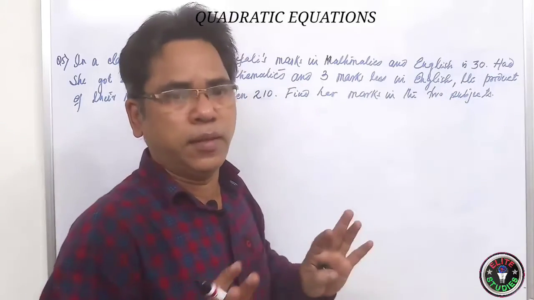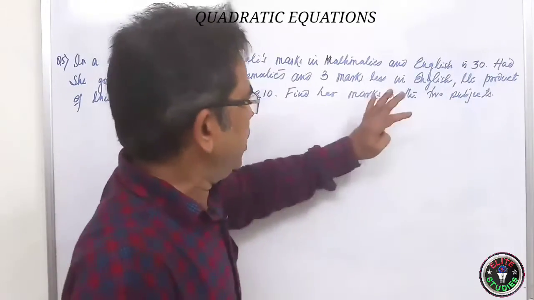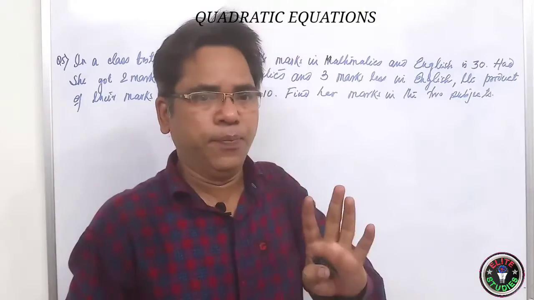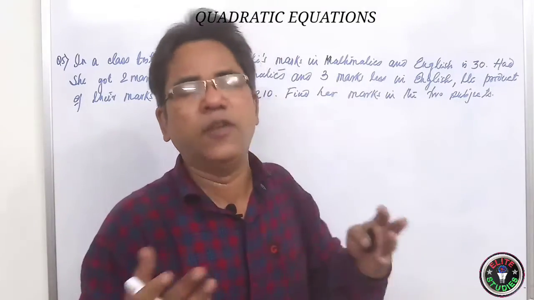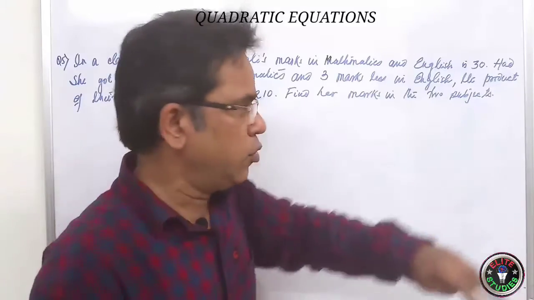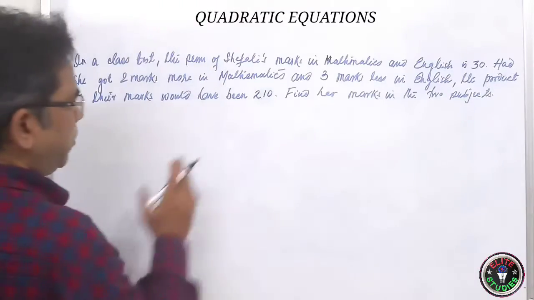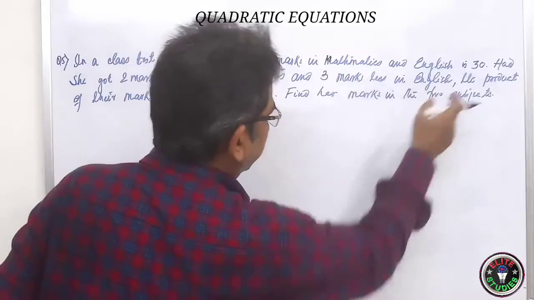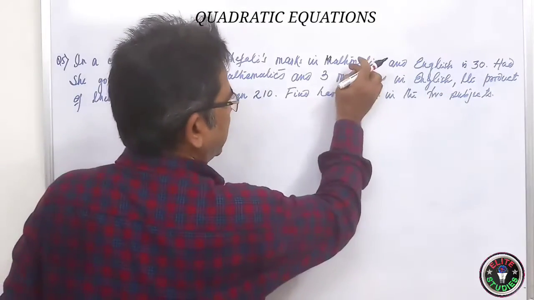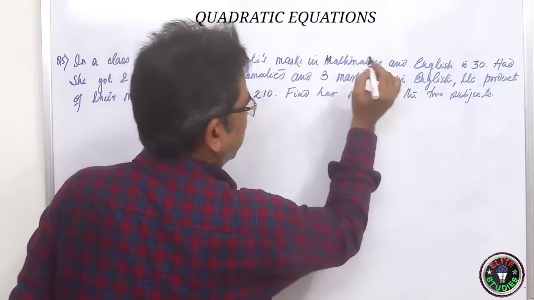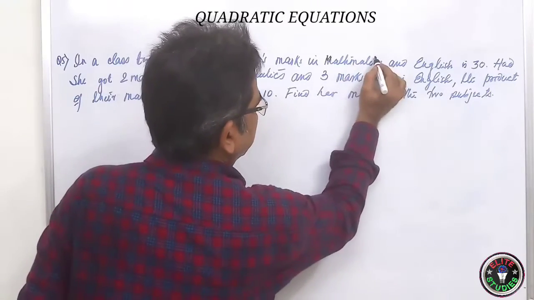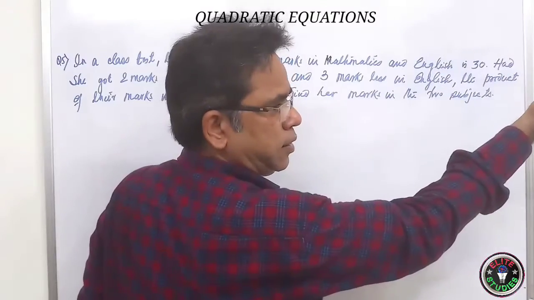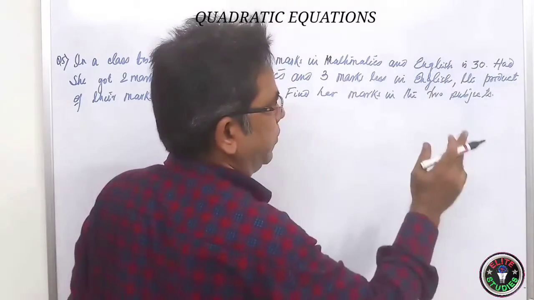So don't be tempted like this. In such type of questions, always try to keep one variable. The lesser the number of variables, the more convenient it is to solve the problem. How to do that? You see, the sum of Cephal's marks in mathematics and English is 30. So you consider any one. Suppose she got x in mathematics. Then in English, she will get simply 30 minus x. So don't take the marks in English as y.